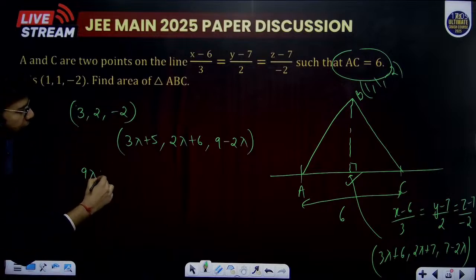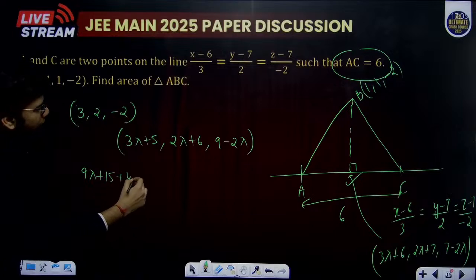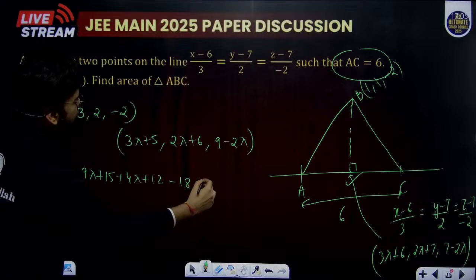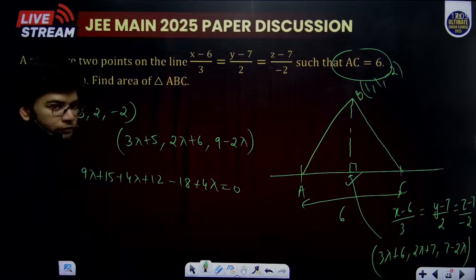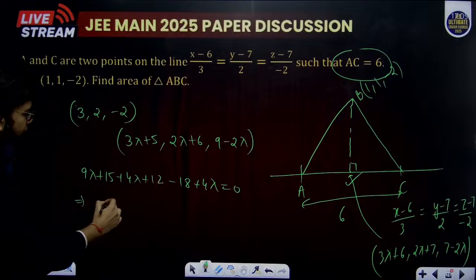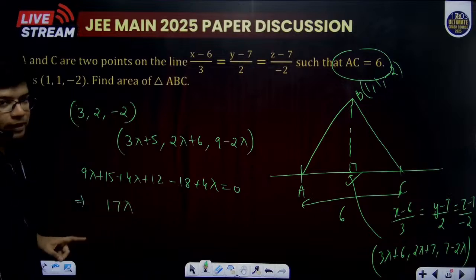9 lambda plus 15 plus 4 lambda plus 12 minus 18 plus 4 lambda equal to 0. So 9 plus 4, 13 plus 4, 17 lambda, 15 plus 12, 27 minus 18.